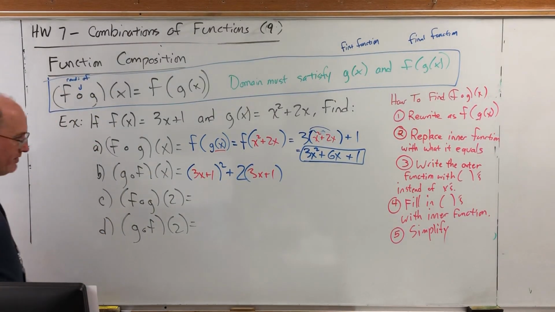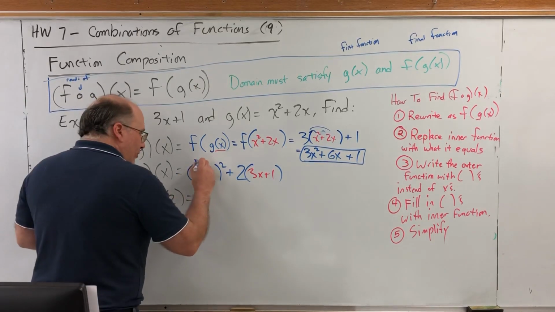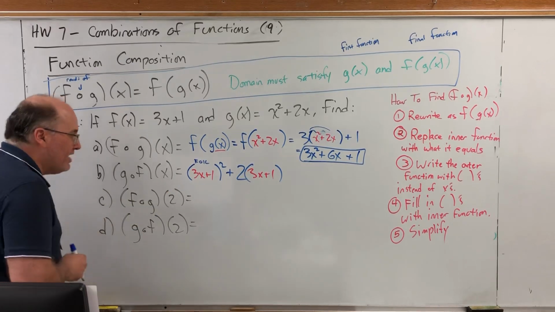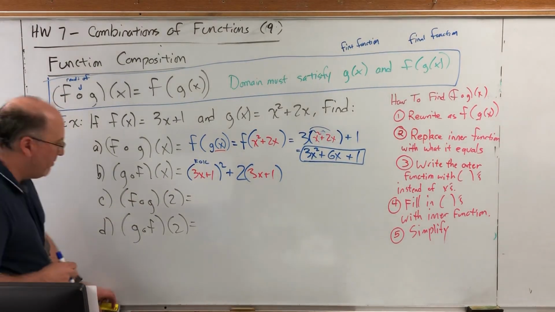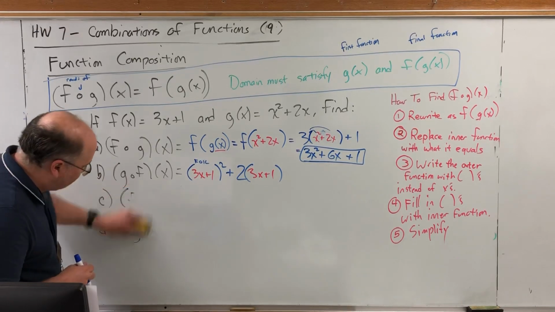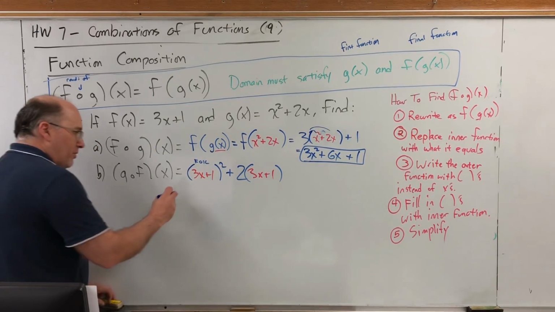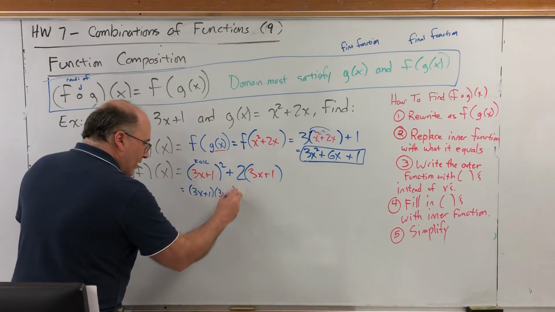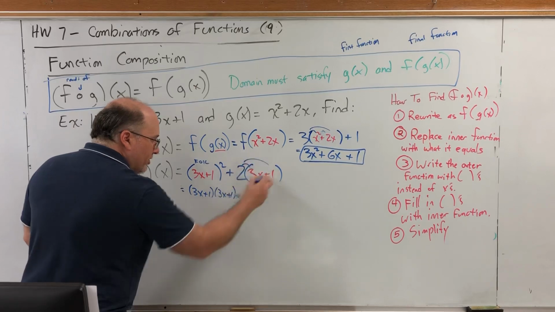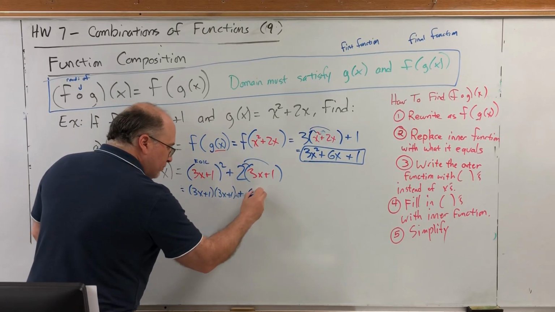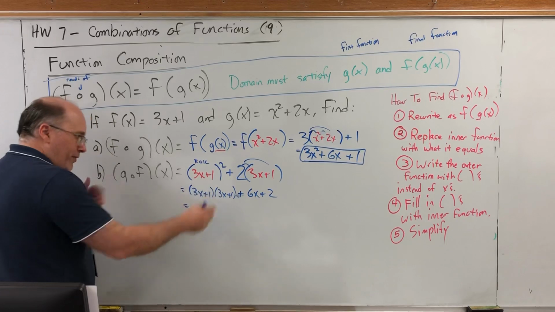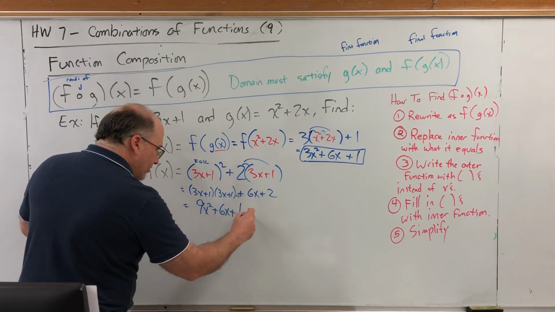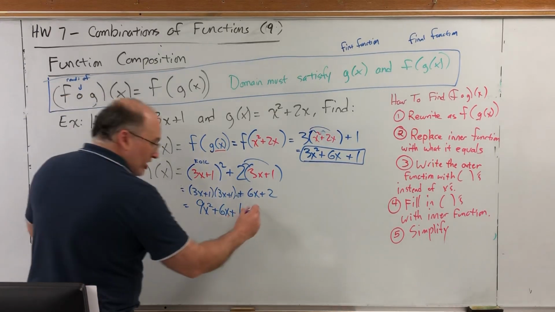Now, as far as simplifying this, be careful. This is a FOIL problem. It may not look like it because you don't see 2 parentheses, but the square implies that it's a FOIL problem. I'll bring these 2 back in just a moment. If we were to FOIL this, we would write 3x plus 1 times itself. And why don't we go ahead and distribute over here because we can. 6x plus 2. If we FOIL this, we would get 9x squared plus 6x plus 1. And then we still have the 6x plus 2 at the end.